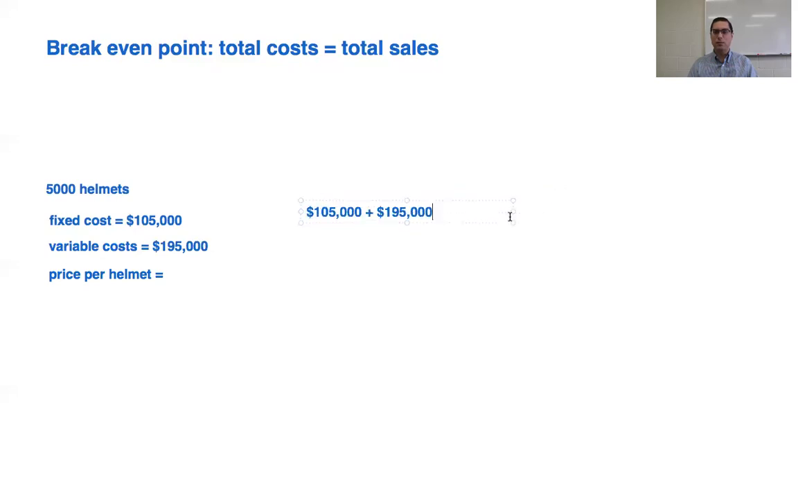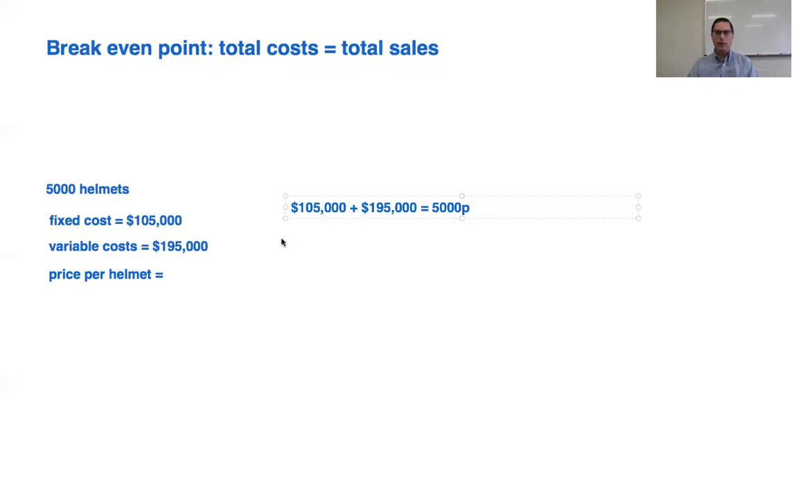That's going to have to equal our total sales, which is going to be the number of helmets, or 5,000, times the price per helmet. We'll just call that, do a little algebra, 5,000p for price. So our total costs, fixed costs plus variable costs, need to equal our number of units sold multiplied by the price per helmet. That's what we're trying to figure out, the value of P right there.